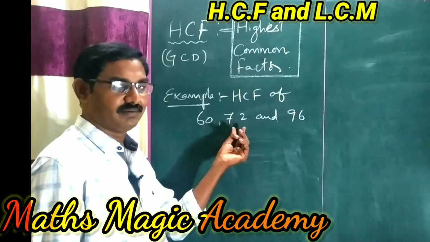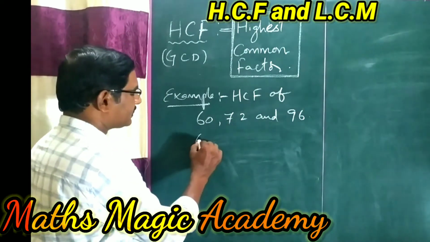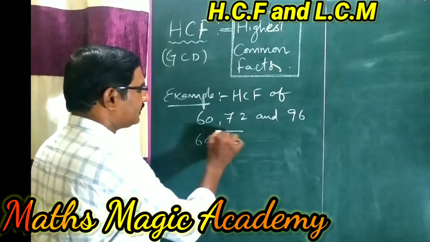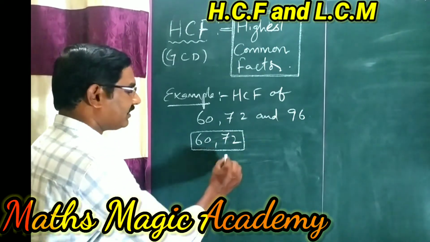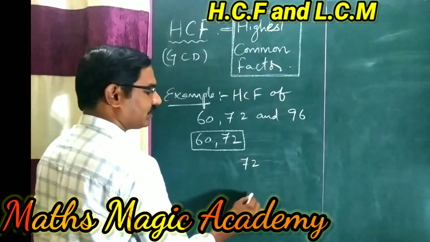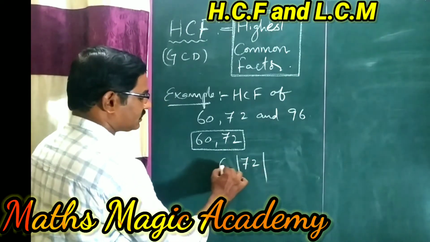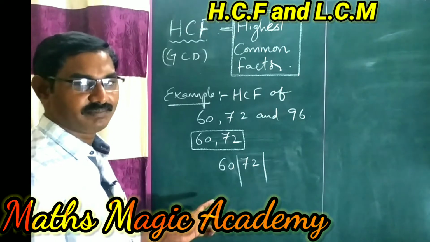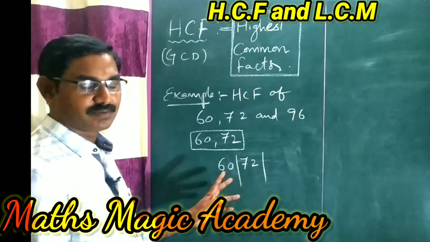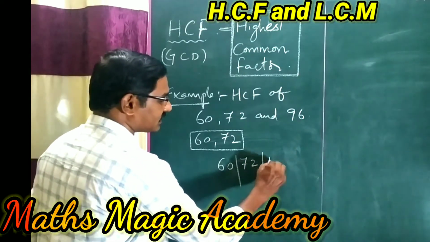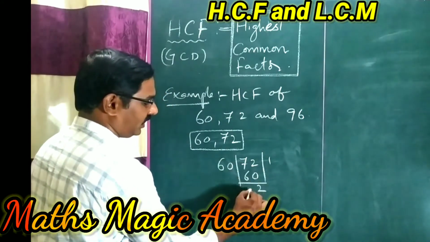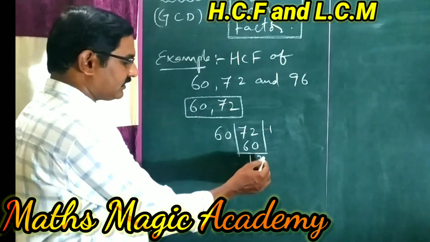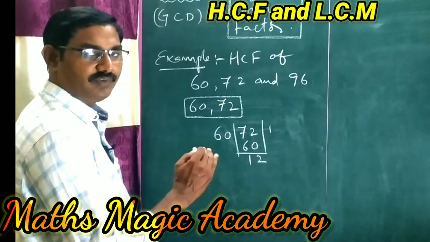Divide the large number by the small number. Suppose I am taking 60 and 72. Divide the large number, that is 72, by the small number, 60. Now here what do we get? 60 ones are 60, and you will get the remainder 12. This is step 1.